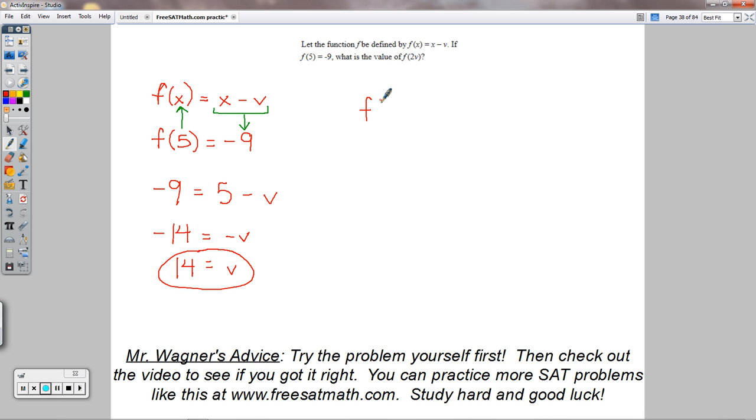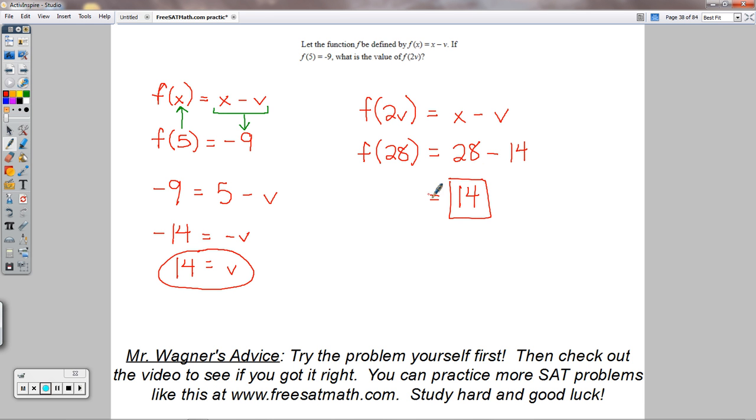And if we now figure out what f of 2v is, now that I know what v is equal to, that should be pretty easy. I've got 2, it's still going to be the x minus v, but now I'm plugging in what is 2 times v, 2 times 14, in other words, that would be 28. And I'm plugging in 28 for x, and I know v equals 14 from before. Therefore, f of 28 would have to be 28 minus 14, which is 14.